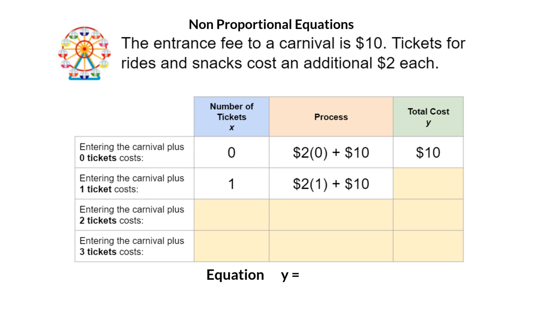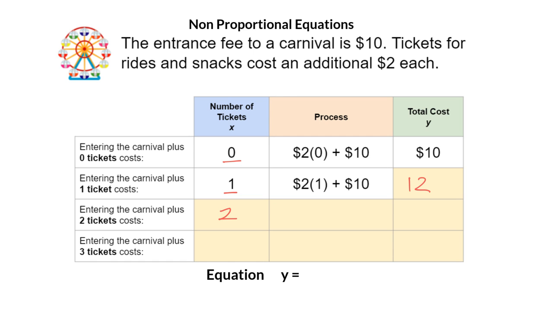Entering the carnival plus 0 tickets would cost, we would write the number of tickets, which would be 0. The process is $2 times 0 because we got no tickets, but we still entered the carnival, so plus 10 equals $10. Entering the carnival plus 1 ticket, we would do 2 times 1, which is 2, and 2 plus 10 is 12.